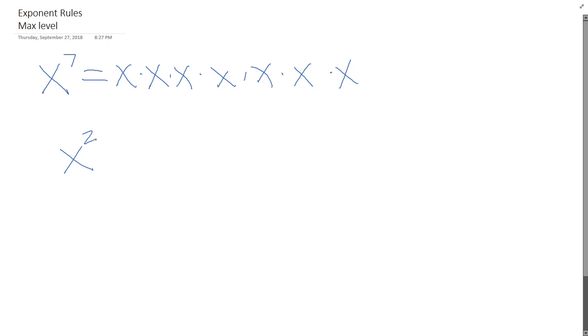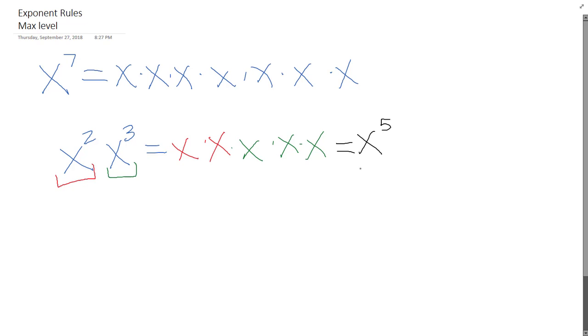Therefore, if I have x squared times x to the 3rd, this is really x times x, the x squared part, times x times x times x, the x to the 3rd part, which yields x to the 5th. There's 5 of them. The rule: add exponents when multiplying two of the same base together, for instance, x and x. You do not add the exponents if you have different bases. They are not like terms, they don't combine. They just stay the same.